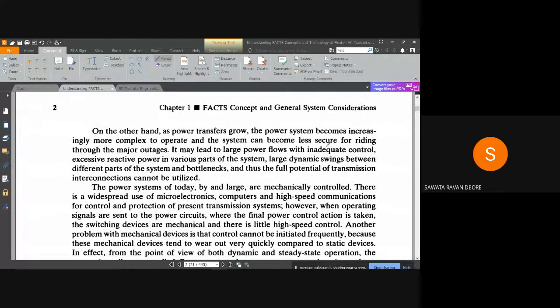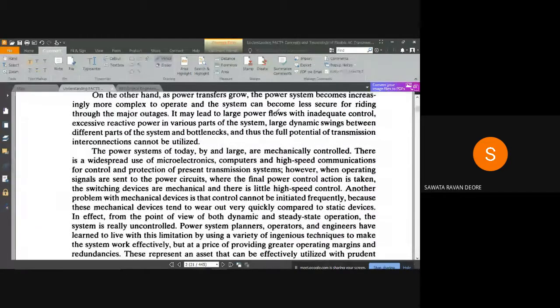So this is the one problem. As I said, less secured it becomes. So in order to handle it, a very fast acting protective system will be required here. And at the same time, some bottleneck may exist, and to overcome them, there is opportunity for FACTS devices. Another case is, as we saw, all around circuit breakers, isolators, and all. So these are all mechanically controlled devices. These are mechanical devices, we can say.